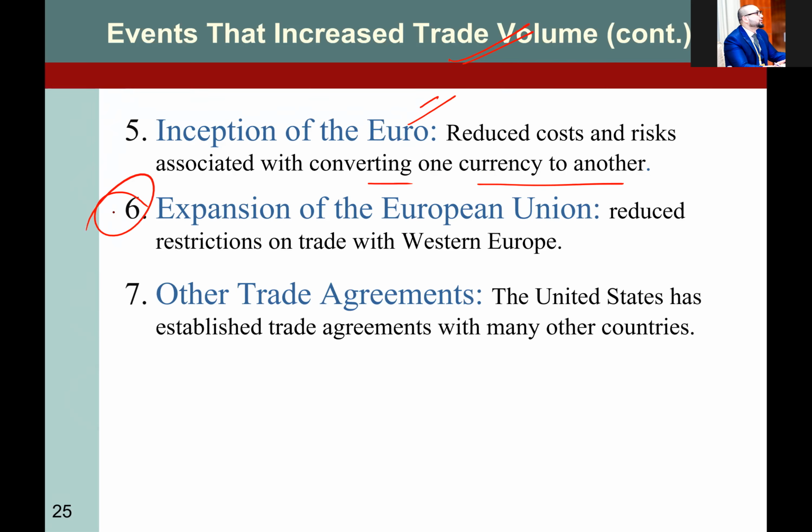Expansion of the European Union. If some country wants to enter the European Union, of course, that also increases the trade volume. Plus other trade agreements, as I told you, any kind of agreement which reduces trade barriers or tariffs or opens markets in other countries.